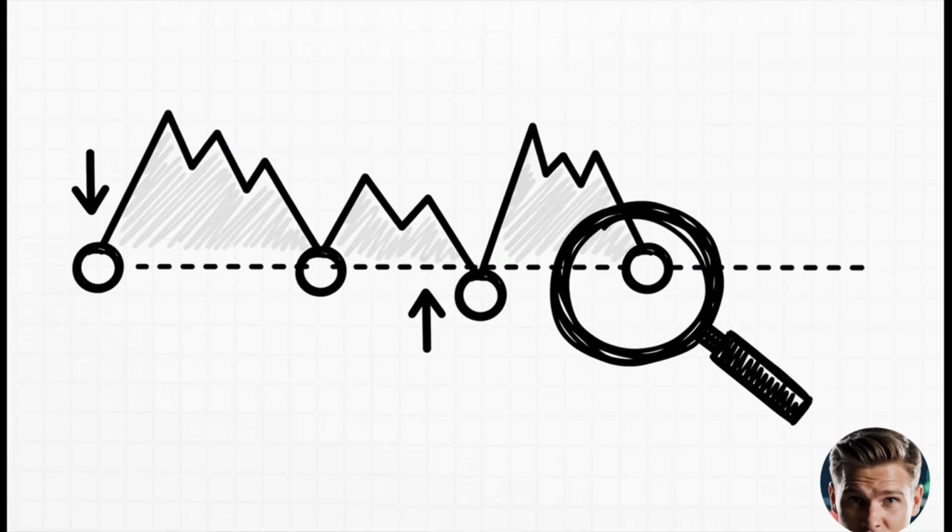But then, this happens. The price tries to go down, but it fails to make a new lower low. Instead, it forms what we call a higher low. Now, this doesn't mean the trend is reversed. Not yet. But it is our first critical clue that momentum is shifting. The trend is getting tired, it's weakening, and this is when we start to pay very close attention.